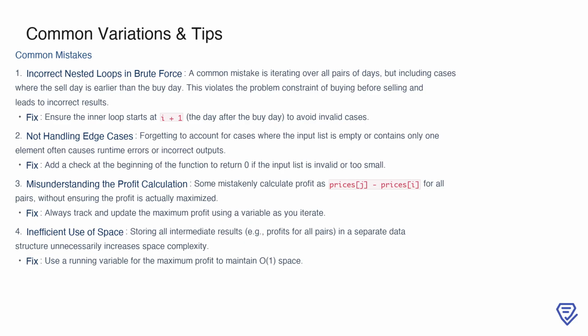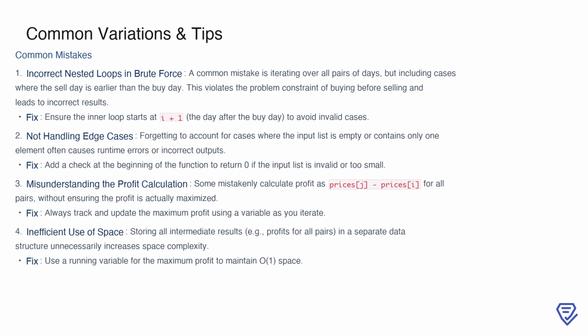First, incorrect nested loops are a frequent issue in brute force approaches. Iterating over all pairs of days without ensuring that the sell day comes after the buy day violates the problem's constraints and will result in invalid outputs. The solution here is to start the inner loop at I+1, which ensures the sell day is always after the buy day.